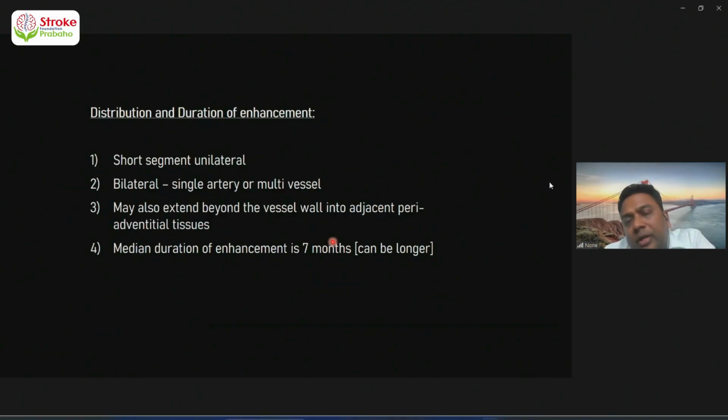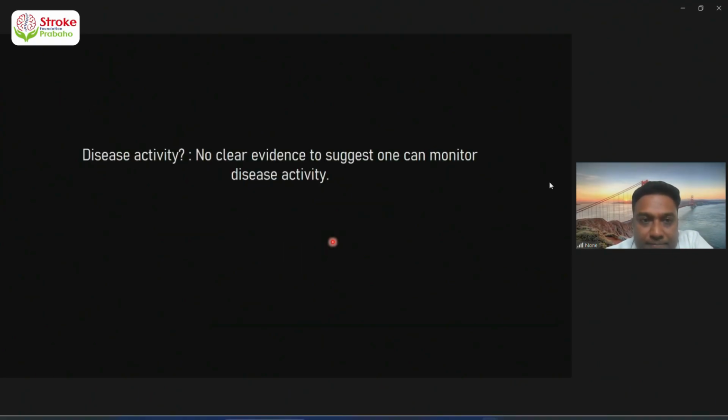So whenever you're in doubt, you're not sure whether it is atherosclerosis or vasculitis, repeat a vessel wall MRI after 8 weeks. If the enhancement persists, then it is strongly suggestive of vasculitis, because in atherosclerosis, that enhancement is going to go away. Does it really tell about disease activity? I don't think it does.